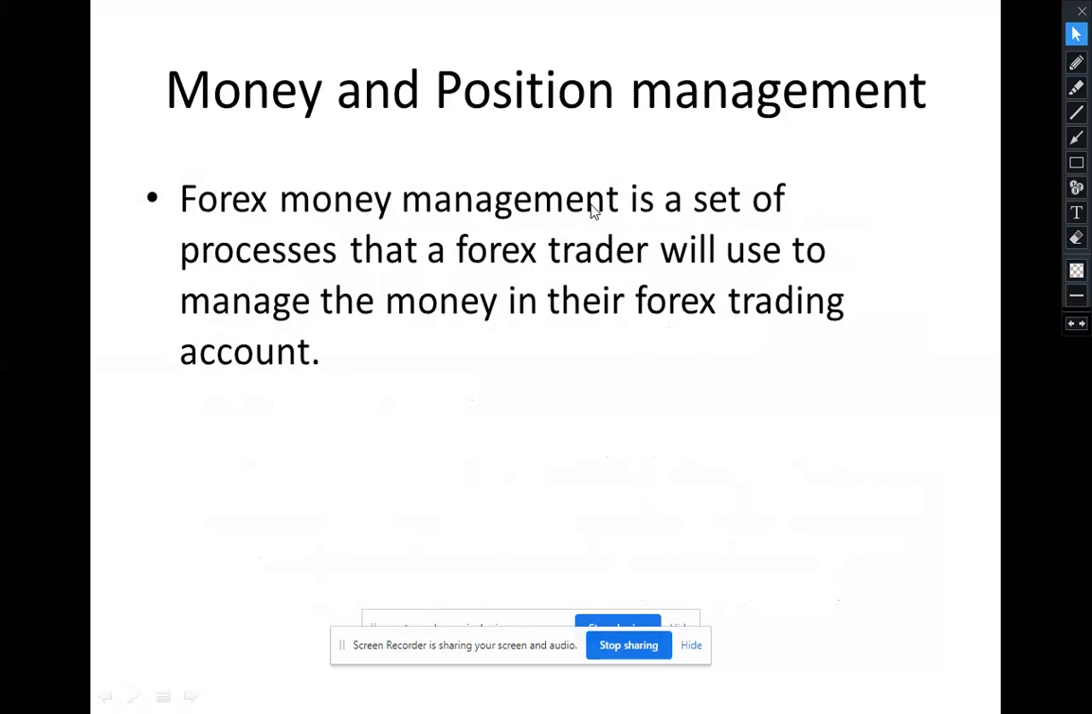Now, money management, or money and position management. So let me discuss money and position management. What is forex money management? Forex money management is a set of processes that a forex trader will use to manage the money in their forex trading account. Okay, like what method?